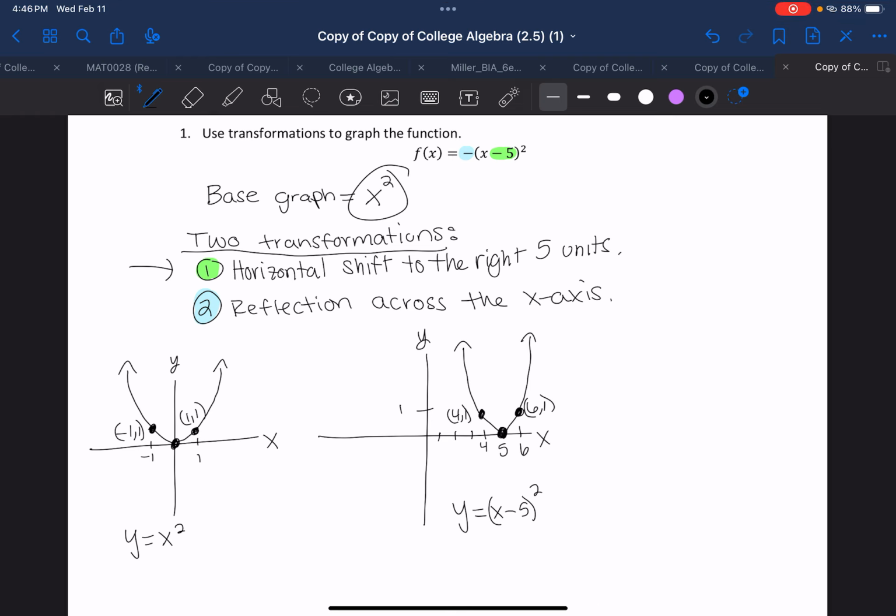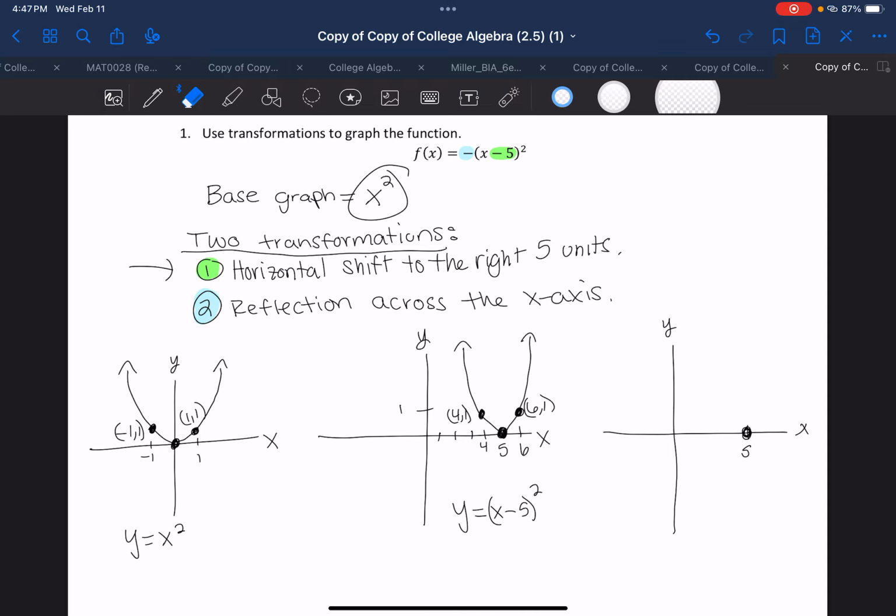And then finally, I want to do the final graph, which would actually be my final answer, and I want to do the reflection. So again, I'm doing it from this second graph I just made, and now I'm reflecting all of those points across the x-axis. So when you reflect across the x-axis, your y values turn to negative of all your points. So the (5, 0) would actually stay the same.